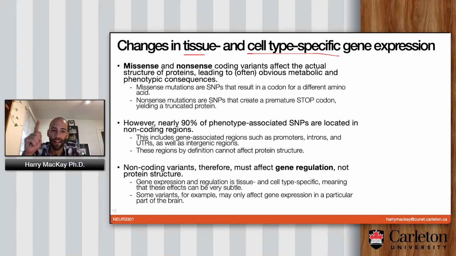Gene expression is not the same everywhere. Gene expression is very different depending on where you look. Your skin expresses different genes than your liver. Your liver expresses different genes than your neurons. Your neurons express different genes from your glia. So even within the same tissue, i.e. the brain, different cells can express different genes.